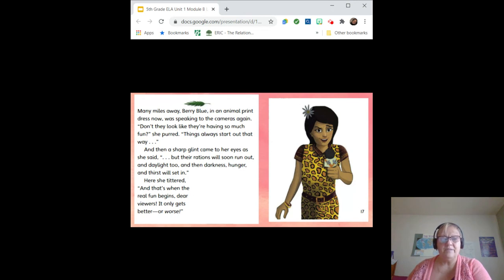Many miles away, Berry Blue, in an animal print dress now, was speaking to the cameras again. "Don't they look like they're having so much fun?" she purred. "Things always start out that way." And then a sharp glint came to her eyes as she said, "But their rations will soon run out. And daylight too. And then darkness and hunger and thirst will set in." Here she tittered. "And that's when the real fun begins, dear viewers. It only gets better, or worse."